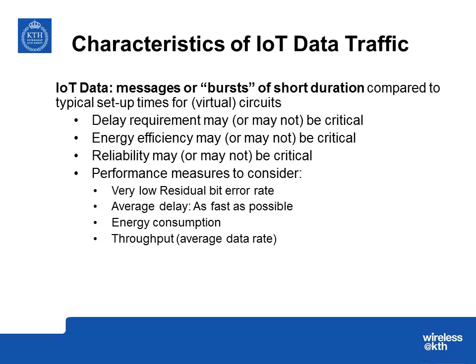Performance measures we need to consider are, again, residual bit error rate. What is the error of the messages? The probability that a message that we actually receive is an error. The average delay. Often it's as fast as possible. Sometimes it's mission critical, sometimes it's not. It's about energy consumption, and throughput may also be important at times. That's the average data rate. But normally these applications are more delay oriented rather than throughput oriented, as the amount of data transmitted is quite low.